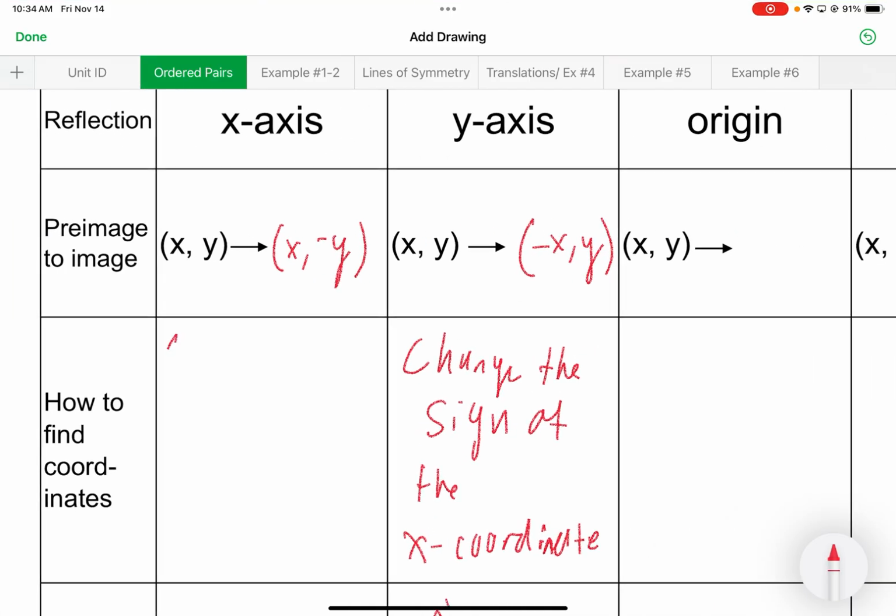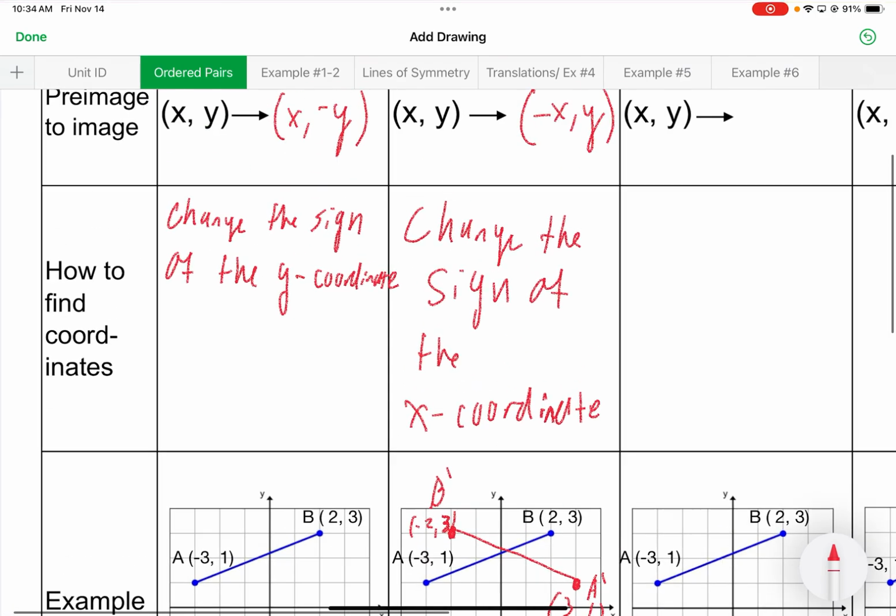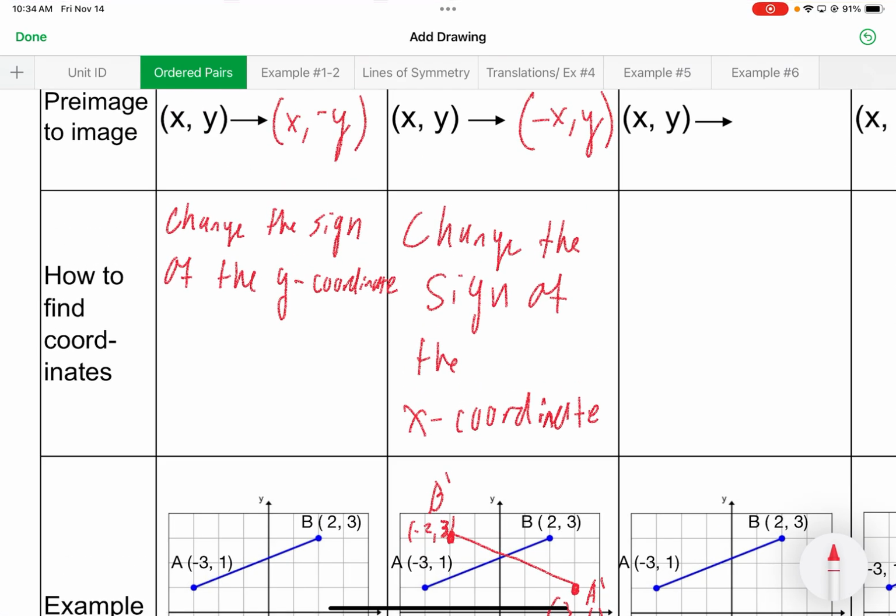How to find coordinates? Change the sign of the y coordinate, and then let's do that in the example down below.